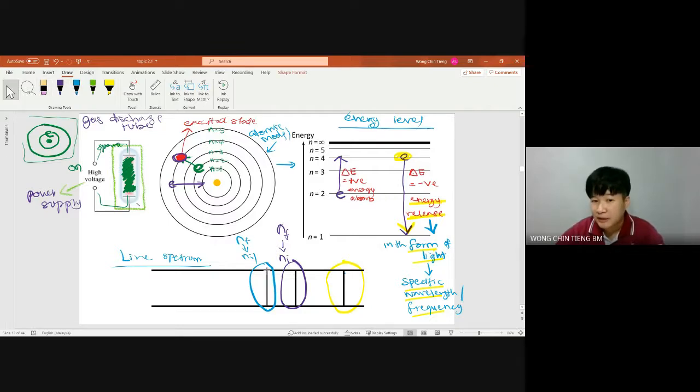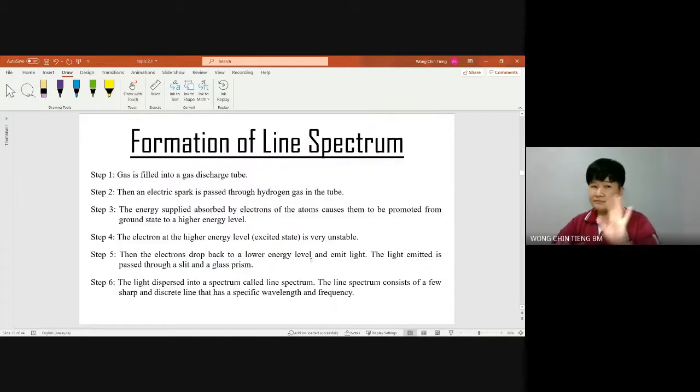Line spectrum adalah line spectrum. Line spectrum adalah menunjukkan the specific wavelength and frequency of the light that you produce. So setiap satu line kat sini akan terhasil sebab satu transition. So setiap satu line kat sini mesti kena ada N final, N initial yang menghasilkan line tersebut. Always remember that. Untuk dapat satu line ini, saya mesti kena ada N initial dan N final. Boleh? Okay. Remember that. And everything that you have said, perfect. Everything that you have said as what you have in your notes, okay.